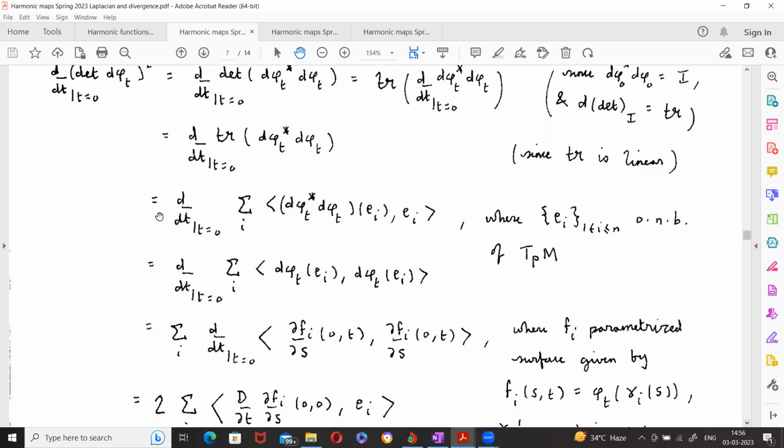So I'm taking d/dt at t equal to 0 of this sum. And now this dφ_t star, I can take onto the right-hand side. So this becomes inner product of dφ_t e_i, dφ_t e_i, sum over i.